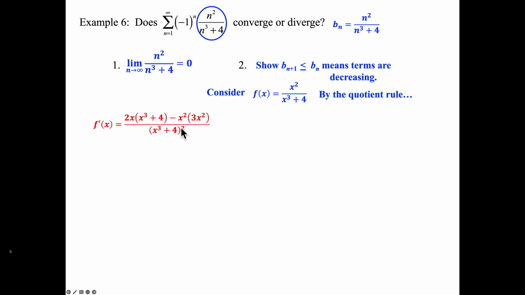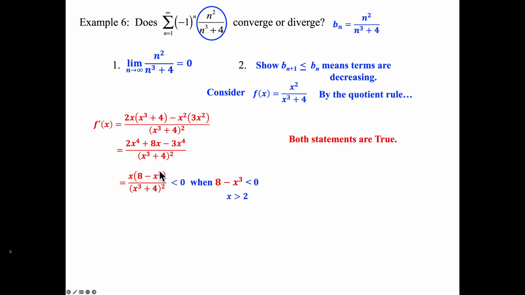So (x cubed plus 4) squared. Bottom function starts us off. Take the derivative of the top, 2x, minus top function x squared times the derivative of the bottom function, which is going to be just 3x squared. All right, going to distribute and combine like terms, so we're going to get 2x to the 4th plus 8x minus 3x to the 4th. Wait a minute, these two are going to be able to combine together. So that gives me 8x minus x to the 4th, which I can factor out an x if I want, which in this case would be good because, again, we want to show that this derivative is less than 0.